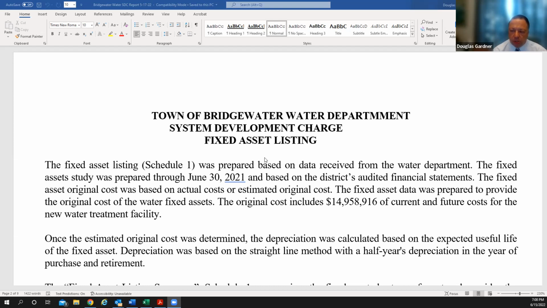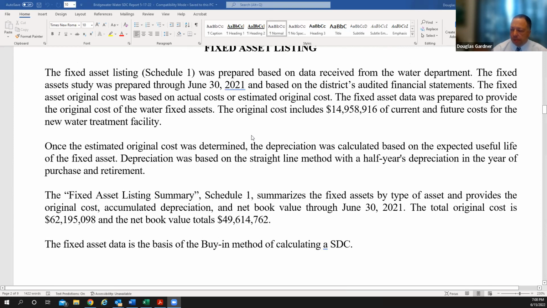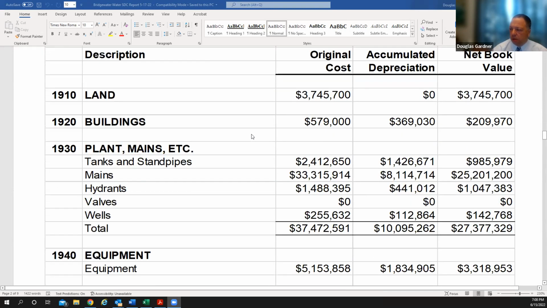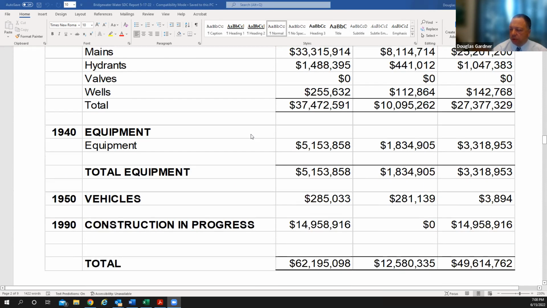So the fee is based on the fixed assets of the fund, in this case the water fund. Our first goal was to update the fixed assets in order to have the most current information. So we took your audited financial statements, the fixed assets from there, made a couple of changes and determined what the original cost of the system was. That was just a little under $15 million. We then have to determine the, and let me get the, yeah, I'm sorry, 15 was incorrect.